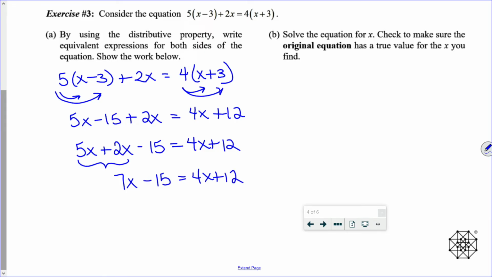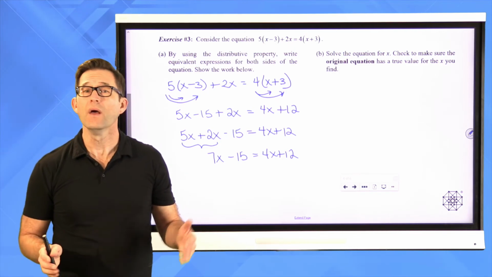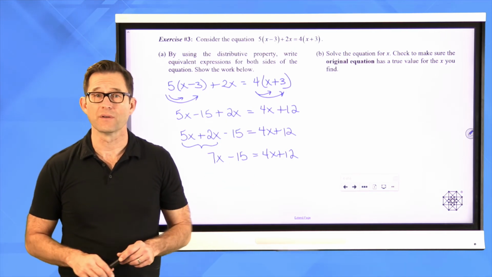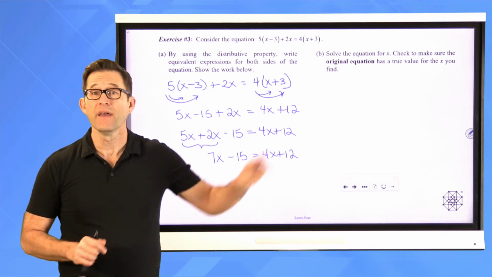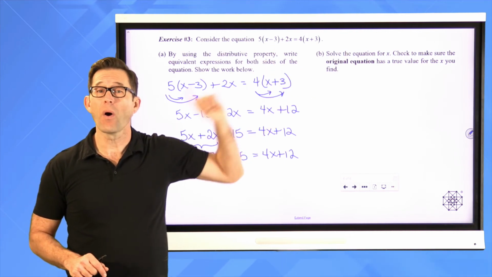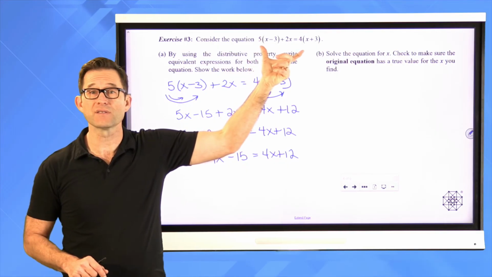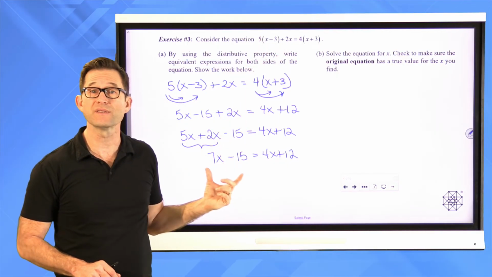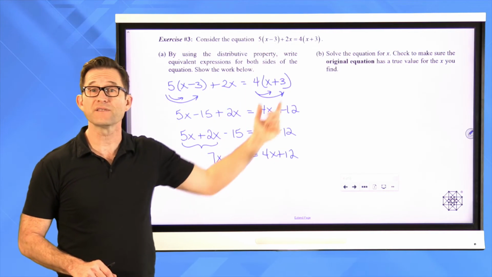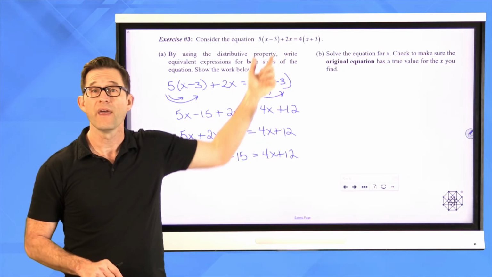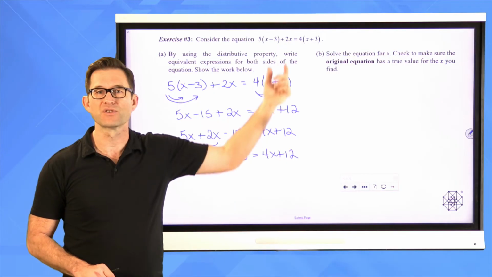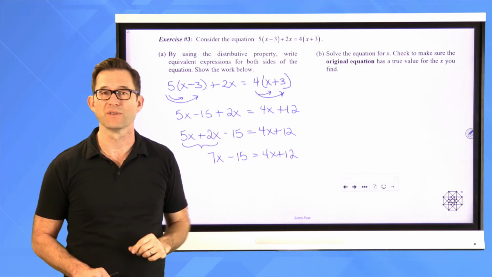And then the right-hand side continues to be 4x plus 12. Okay, so now I'm sitting with this equation, right? And it is much simpler looking, at least, than this equation. But all I've done is taken the left-hand side and written an expression that's equivalent to it. 7x minus 15 and all of this stuff are exactly the same, just written in different ways. And more obvious, 4x plus 12 is the same as 4 times x plus 3.